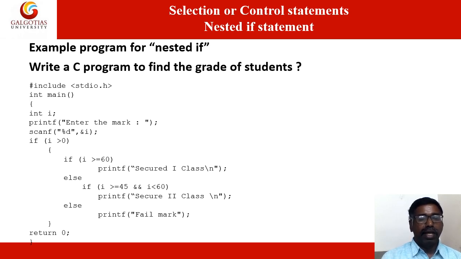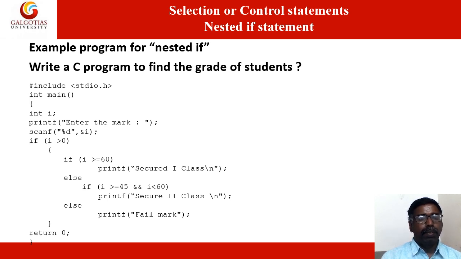If I is greater than or equal to 60, then we declare the student secured first class. Else another if statement is there. If I is greater than or equal to 45 and I is less than 60, then the student secured second class. Else, what is the meaning? The student failed.